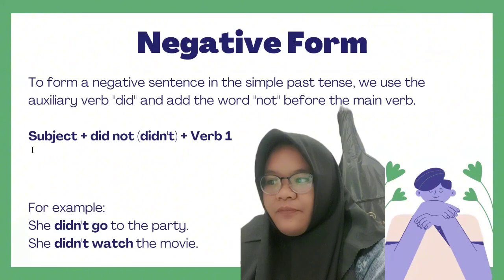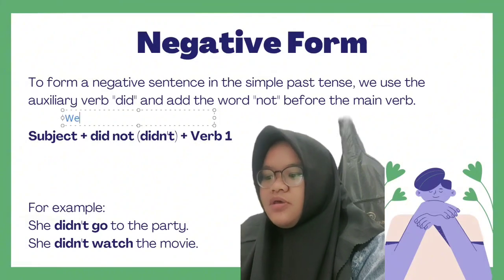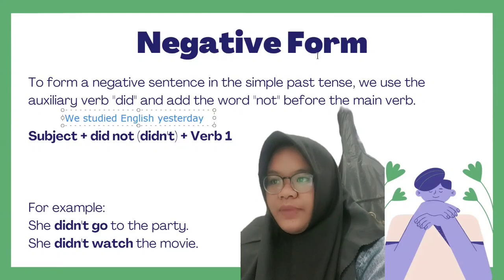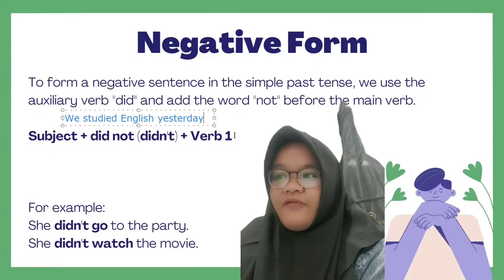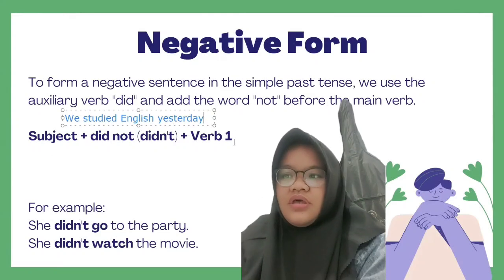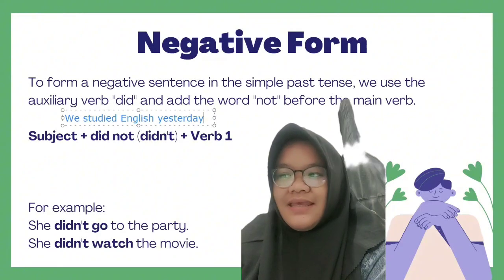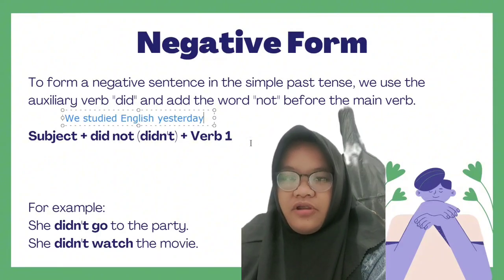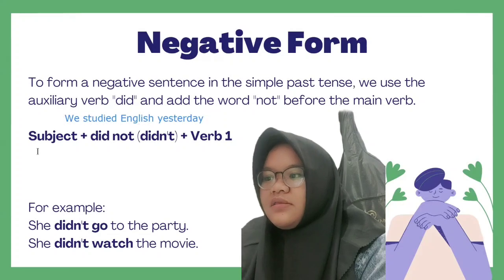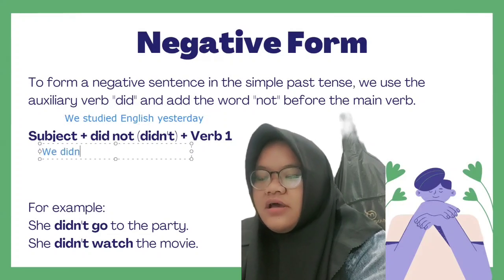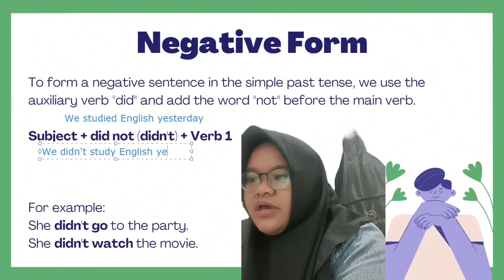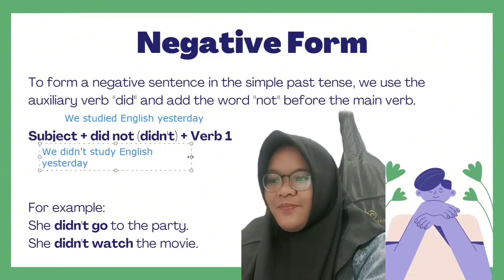So, from the example before, it's we studied English yesterday. When we want to make a negative form, it becomes subject, didn't, and then verb 1. We don't use the verb 2. It's because did is already the verb 2 version of do. So we don't have to put verb 2 in here. Okay, let's try. Subject, we, and after that did not or didn't. Verb 1 of studied is study. English yesterday. Simple like that.